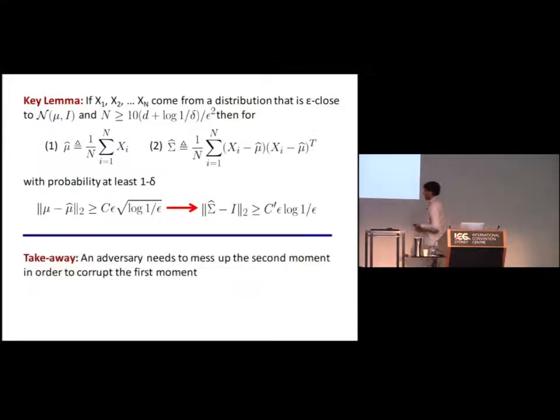So really, this is the main takeaway. You don't have to understand all of the technical details of this lemma. It's just that if we try and use the empirical mean anyways, the adversary really can mess us up. But in order to tamper with the empirical mean, there has to be some echo and some evidence of what he's done in the next higher moment, in the second moment in this case.